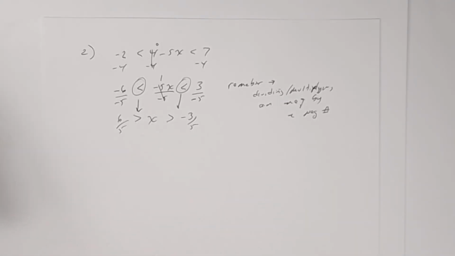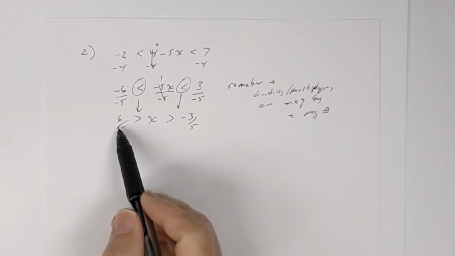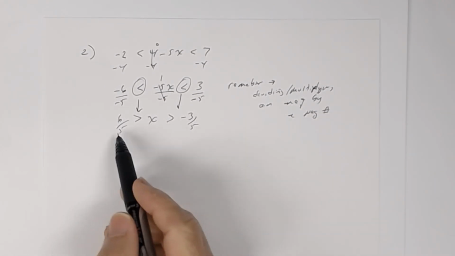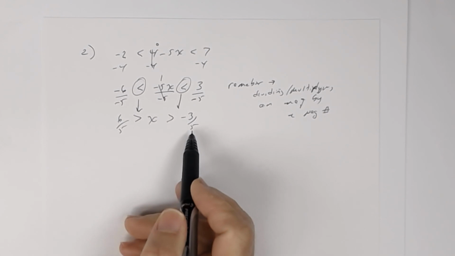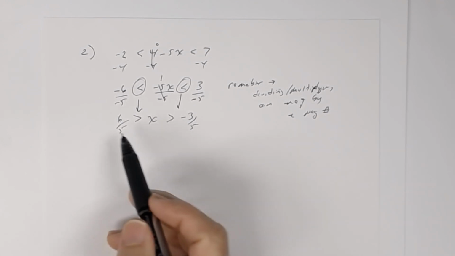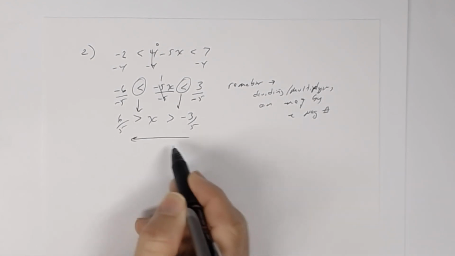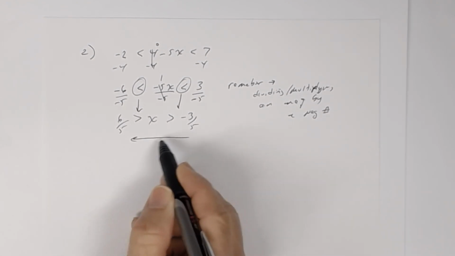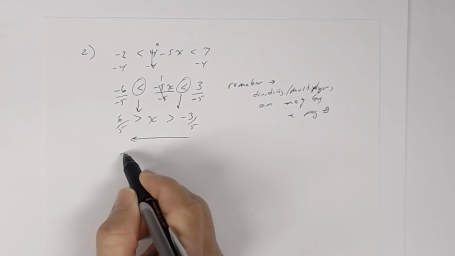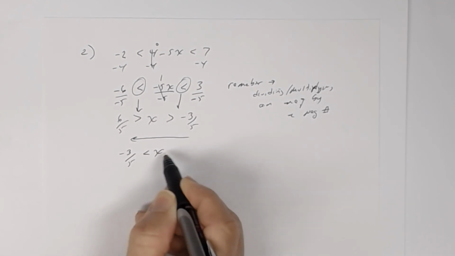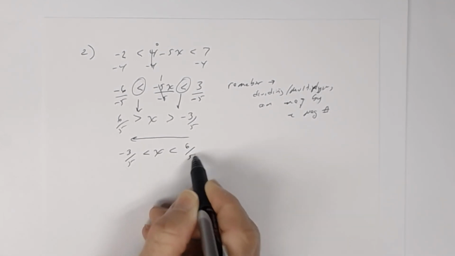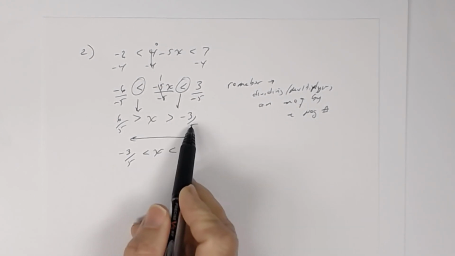But when I look at this right here, notice that 6/5 is not the smallest. Negative 3/5 is smaller, because remember, a negative number is always smaller than a positive number. So what you want to do is rewrite it in a different way. So you're going to say negative 3/5 is less than x is less than 6/5. All right, so you're just going backwards.